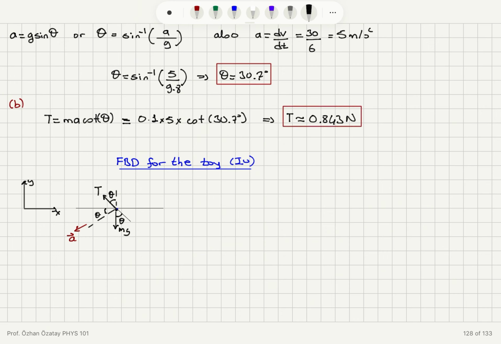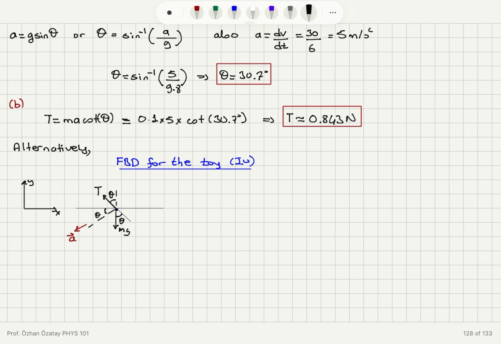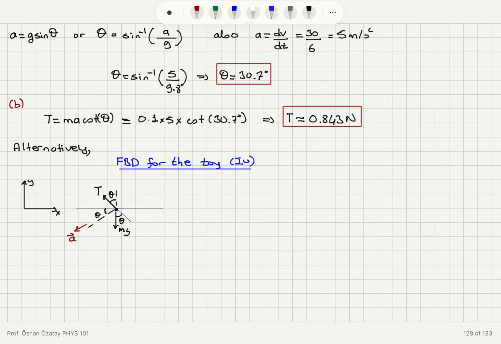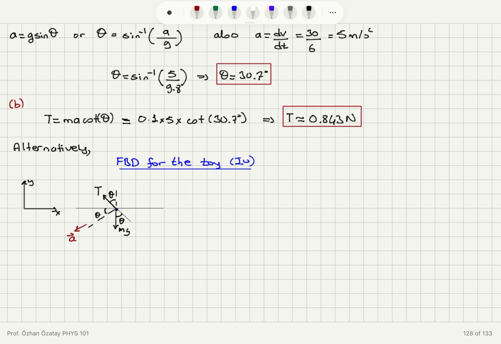Okay, now an alternative solution. Alternatively, if you don't want to deal with fictitious forces, then you have to use an inertial observer. An inertial observer would be an observer at rest outside. This is the inertial observer looking at this car. This inertial observer sees that there are two real forces acting on this toy: the tension making an angle theta with the vertical, and mg. So it's the same free body diagram, except the fictitious force changes, and the effect is to have an acceleration in the Earth reference frame pointing at an angle theta with respect to the horizontal in the downward direction.